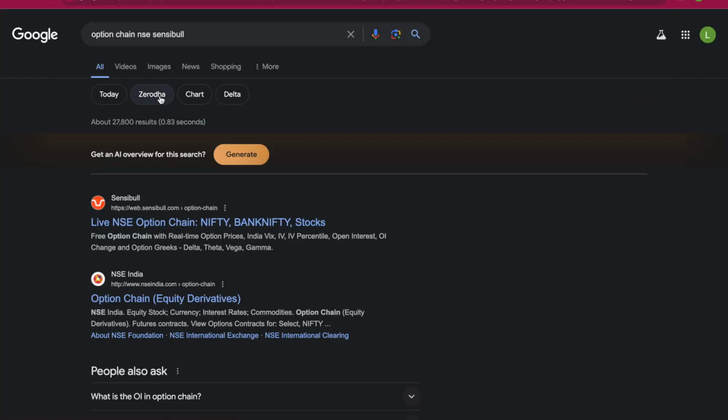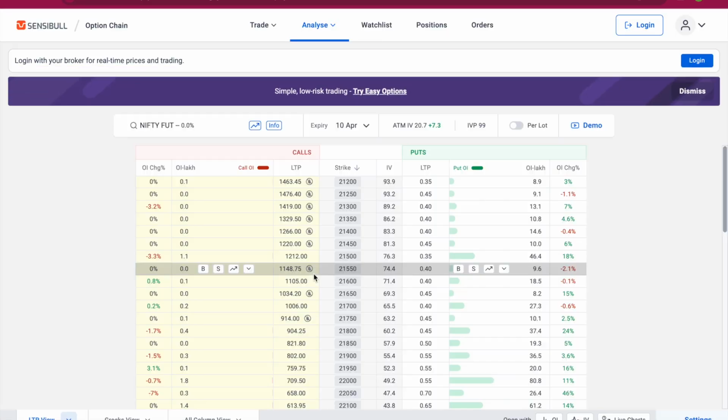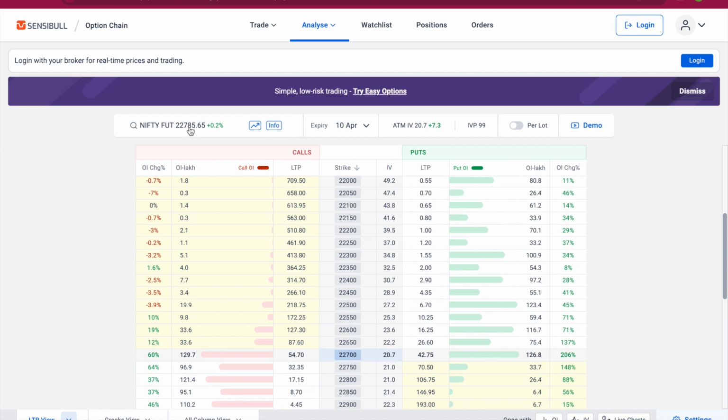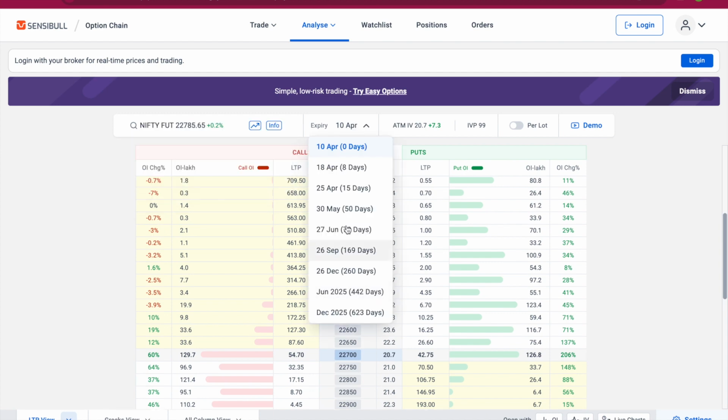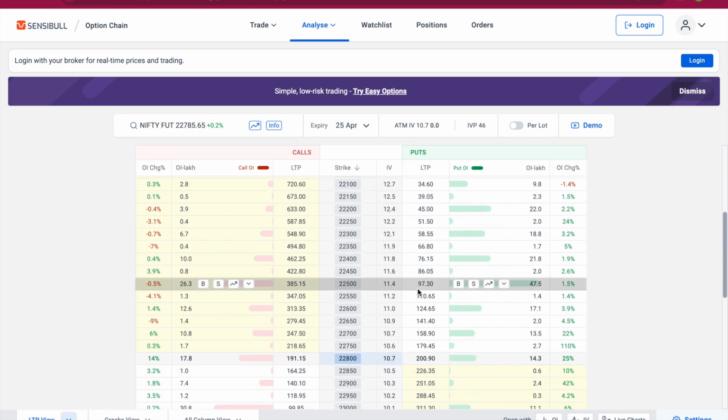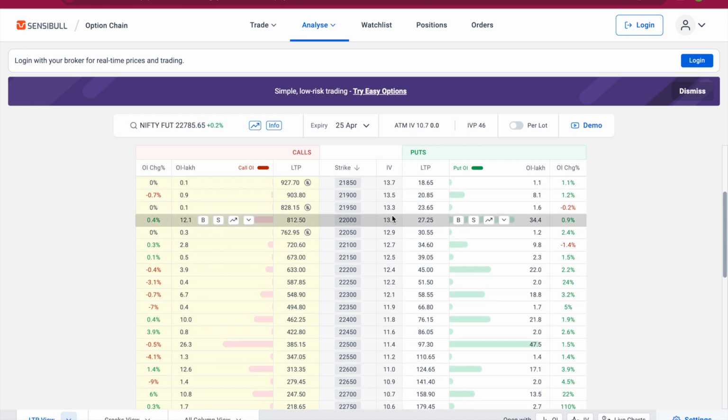So this is the option chain. We go for the expiry of 25th April. Let's see what the expiry is. I see 21,500, 22,500, and then directly at 22,000.